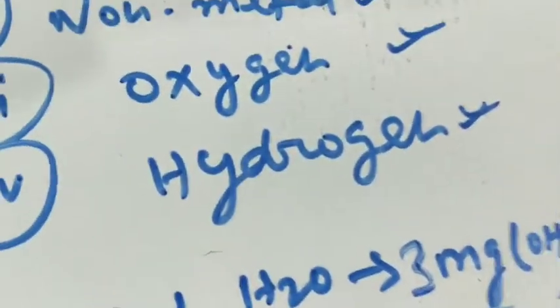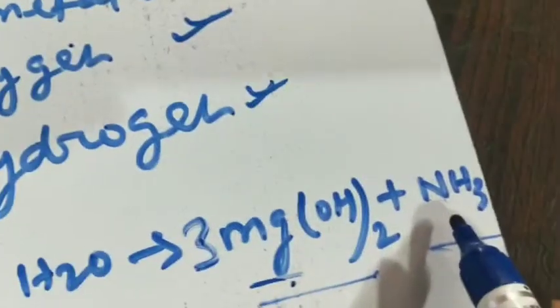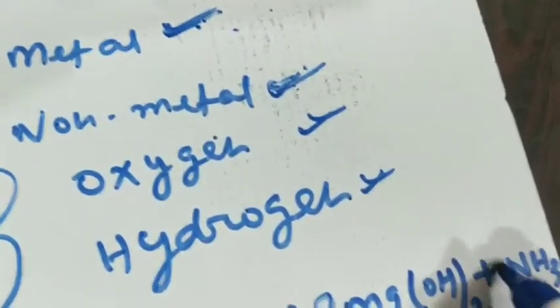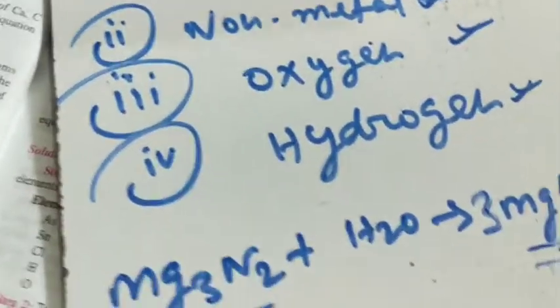Here nitrogen acts as the non-metal. We know that, it's crystal clear. The non-metal is nitrogen. On the left-hand side there are 2 nitrogen, and on the right-hand side, in ammonia, there is only one nitrogen. So you apply 2 here, to get an equal number on both sides.